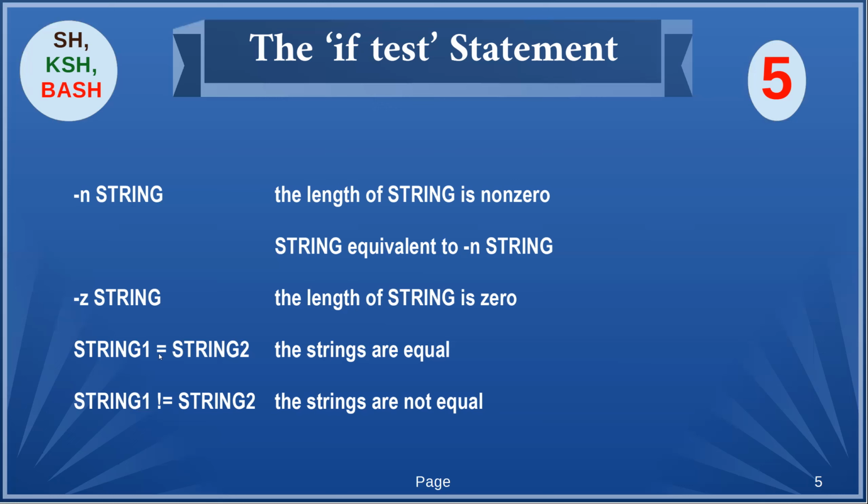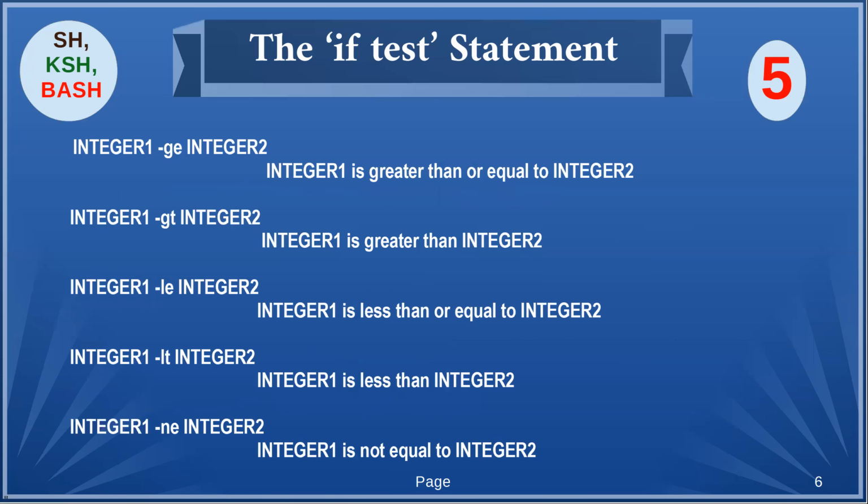Another difference is that when you compare integers, you use -eq for equal and -ne for not equal, and so on. The equal sign, not equal sign, less than symbol, or greater than symbol are used for strings. But here the letters are used for integers: -ge for greater or equal to. So integer 1 is greater or equal to integer 2. Notice that we don't say greater symbol equal; that is for a string.